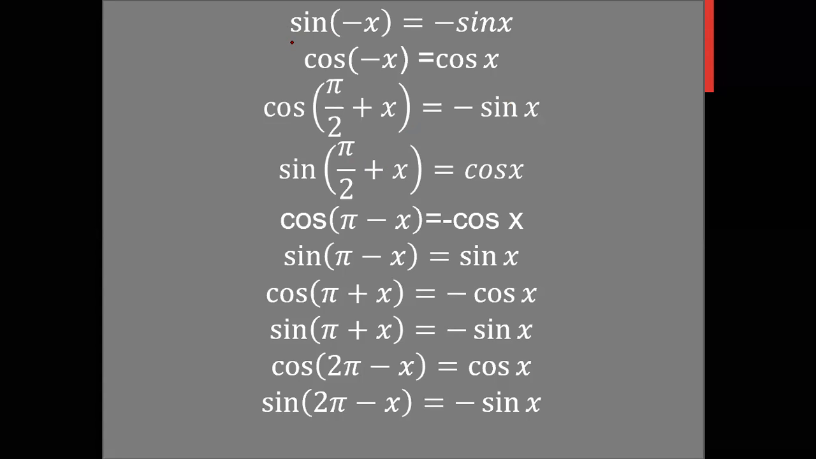Okay, so sine of minus x is always minus sin x. That is, sine of minus 30 degrees, you write it as minus sine 30 degrees. But cos of minus pi by 6, you can directly write it as cos pi by 6. The value is one and the same.